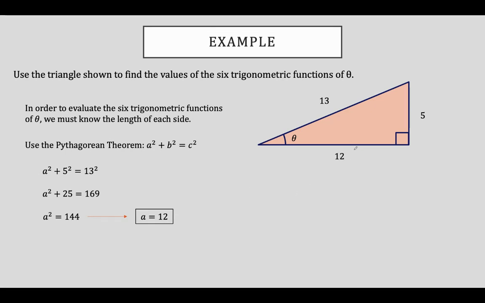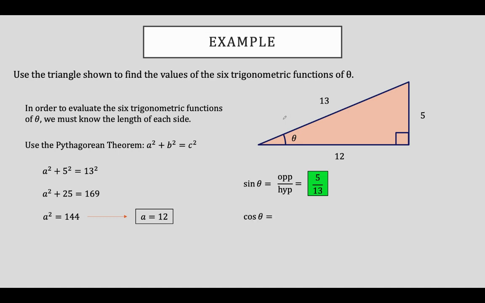All right, so we label that side of our right triangle. Now we can evaluate our 6 trigonometric functions of the angle theta. How do we evaluate the sine of theta? We take the ratio of the opposite side and the hypotenuse. Well, here's theta. The opposite side would be 5. The hypotenuse would be 13. Therefore, our solution is 5 over 13.